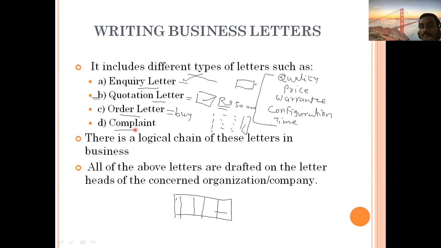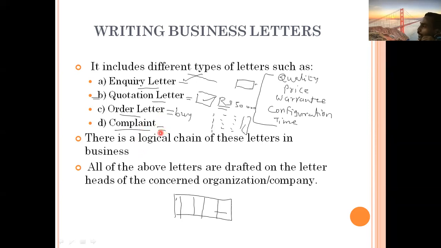So next is the complaint letter. When to write a complaint letter? कधी लिहायचं? The product खराब आहे, problem आहे. So it is faulty, defective, not working, dysfunctioning, missing, or damaged. In such cases, what are you going to do? You're not going to accept it as it is; rather, you're going to write a complaint letter.